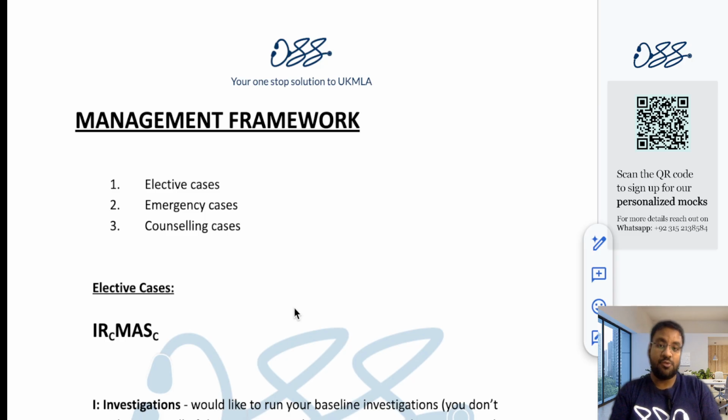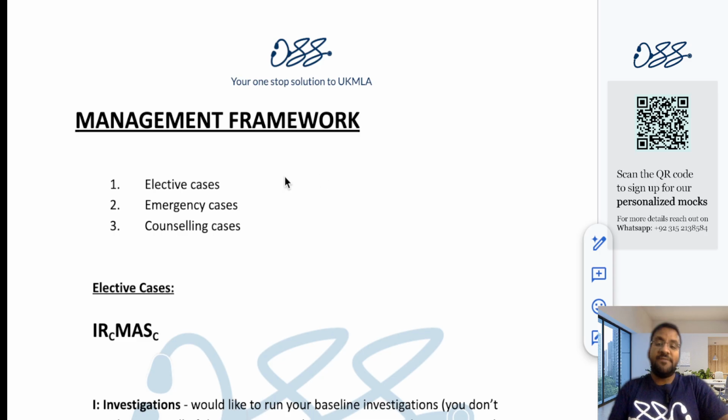We are here to give you the right way to do the management, and trust me on this, if you follow this protocol, there wouldn't be any disease in the PLAB 2 exam that you would not be able to cover. Okay, and you would see a significant difference in your management after you apply this particular framework, and after you start applying this particular structure to the way that you're doing your management.